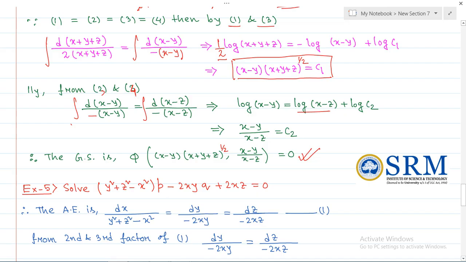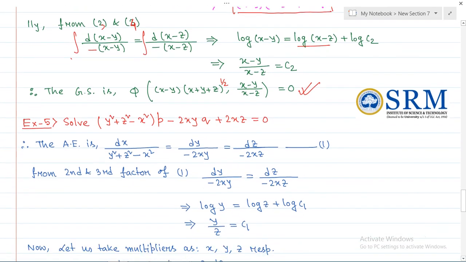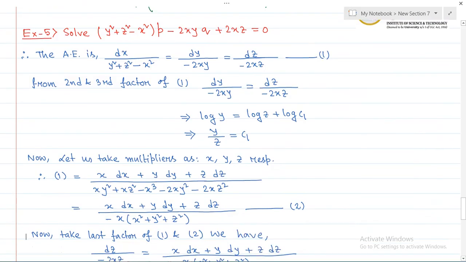Let us come to our next problem, the fifth problem of this video lecture. Let us solve (y square plus z square minus x square) into p minus 2xy into q plus 2xz equals to 0. Remember one thing, on the left hand side there is the coefficient of p and the coefficient of q, but this plus 2xz you have to take on the right hand side first.